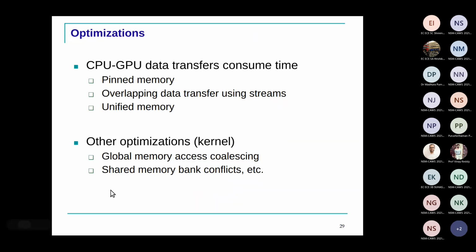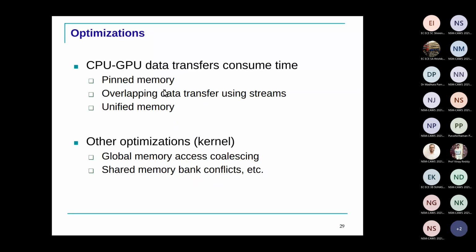Of course, as I said, there are optimizations at the kernel level, like global memory access coalescing. How do you use the shared memory in an effective manner? How do the L1 cache, L2 cache, and the schedulers come into the picture? All of that relates to the GPU kernel itself, and that's a different topic.